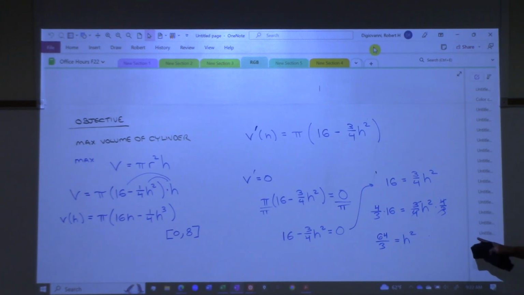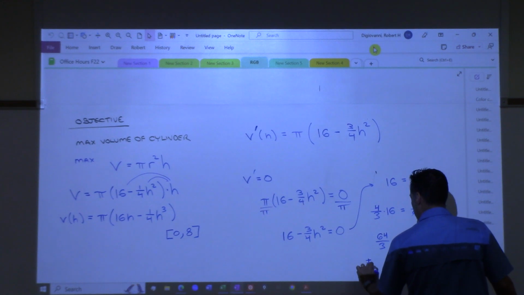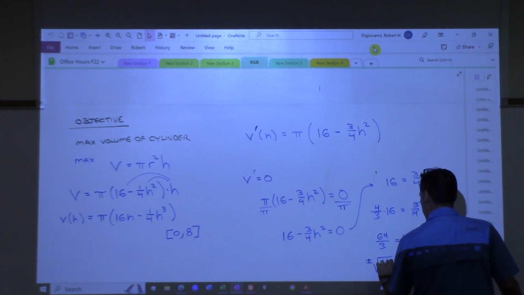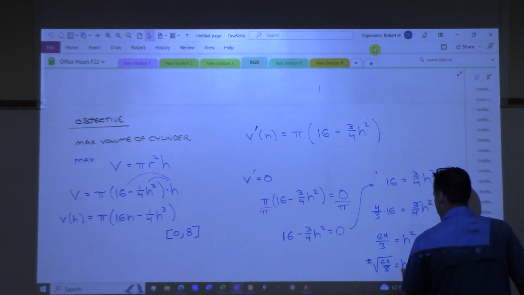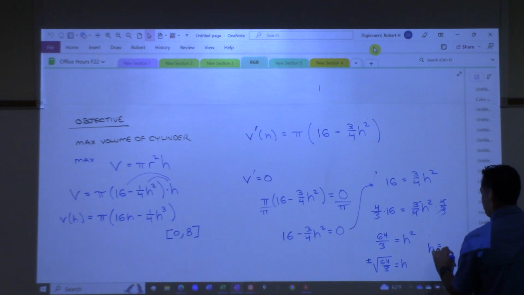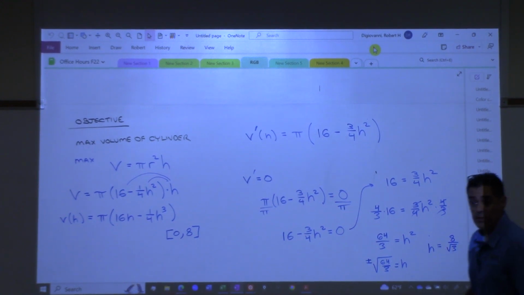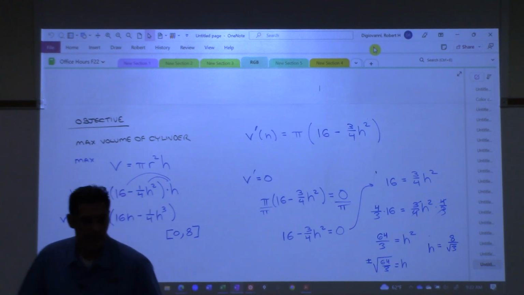All right, square root on both sides, right? So if I take square root, I'm going to have plus or minus the square root of 64/3 equals h. And I'm going to throw away the negative, because having a negative h doesn't make any sense. So h is equal to, I'm going to do the square root of the top and bottom. Square root of 64 is 8. Square root of 3 is square root of 3. And then on our calculators, let's get that as a decimal.